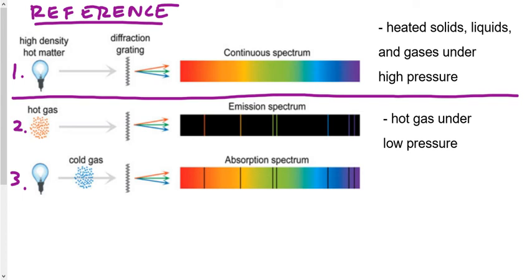In this one, you can see that we have a light bulb, an old style incandescent light bulb, or some other heated solid, or heated liquid, or heated gas under high pressure. When you have one of these substances, it will produce electromagnetic radiation. In fact, it'll produce what we call a continuous spectrum. That's all the colors of the rainbow.